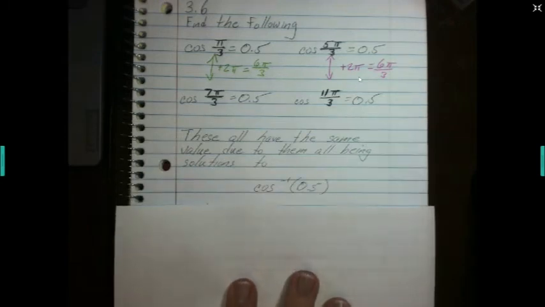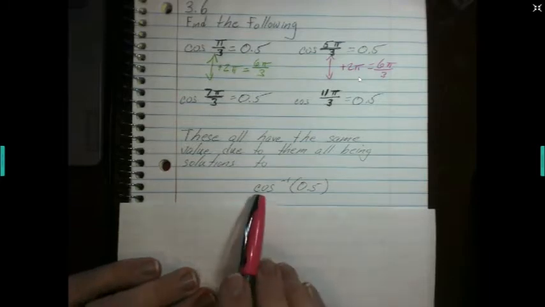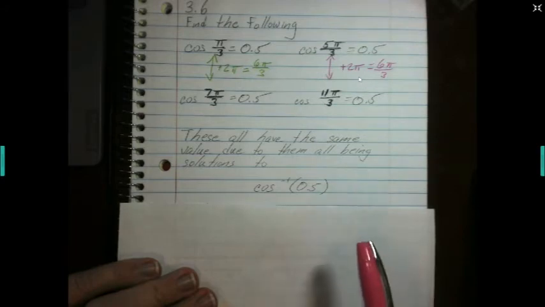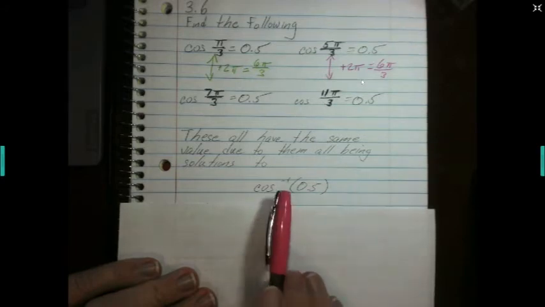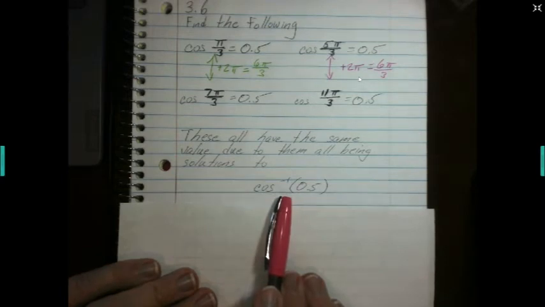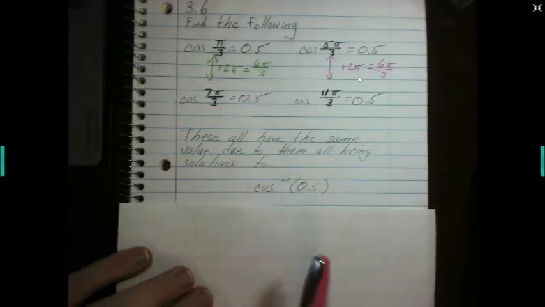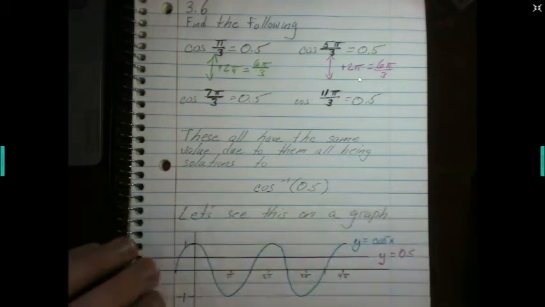These all have the same value due to them all being solutions to this. We've seen in the past that you've used inverse cosine of a number and it just gave you a single number. But we're extending our knowledge of cosine and inverse cosine here. And we're trying to write a statement that gets us all of the solutions to this. Here's another way to think about it.